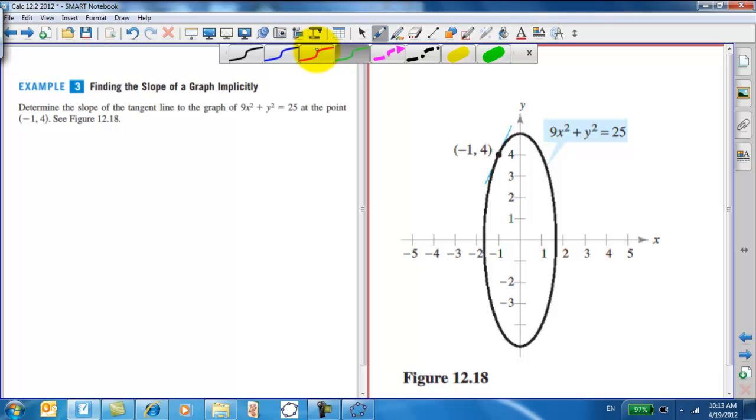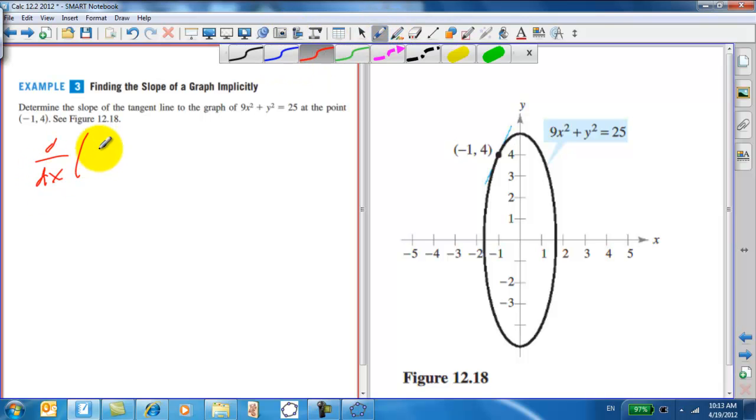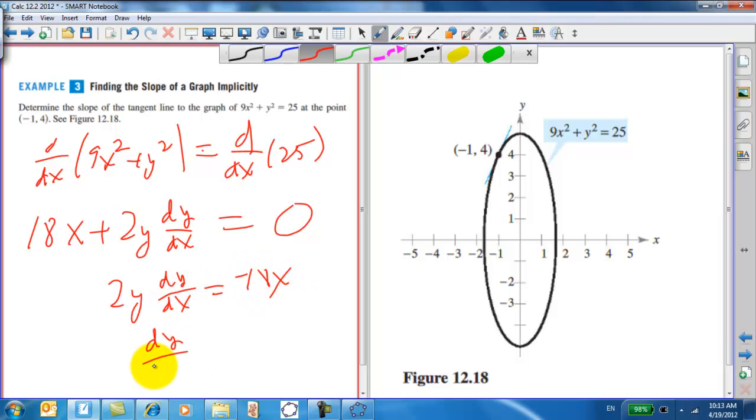So we go ahead and start taking the derivative of both sides with respect to x of 9x squared plus y squared equals the derivative with respect to x of 25. So you get 18x plus 2y dy/dx equals 0. So 2y dy/dx equals negative 18x, or dy/dx equals negative 18x over 2y, or negative 9x over y.